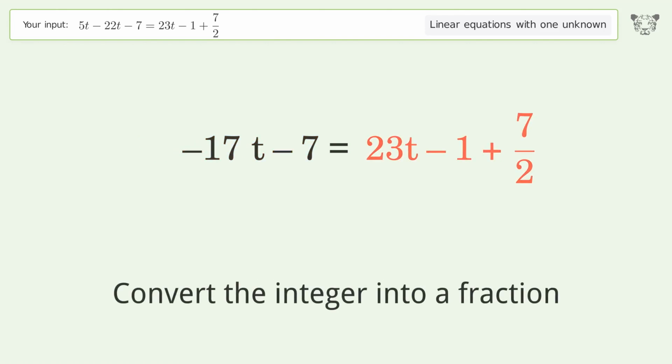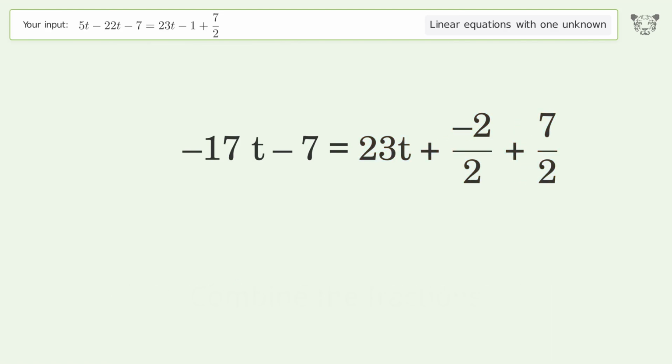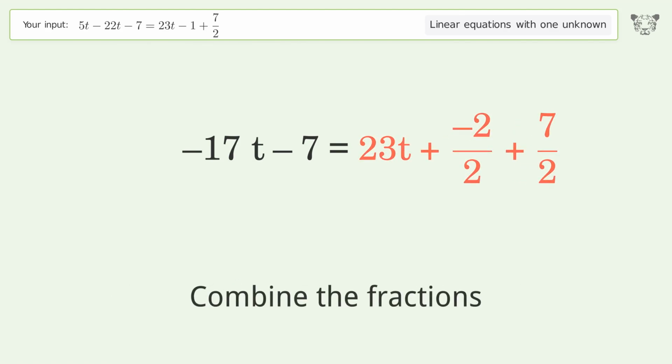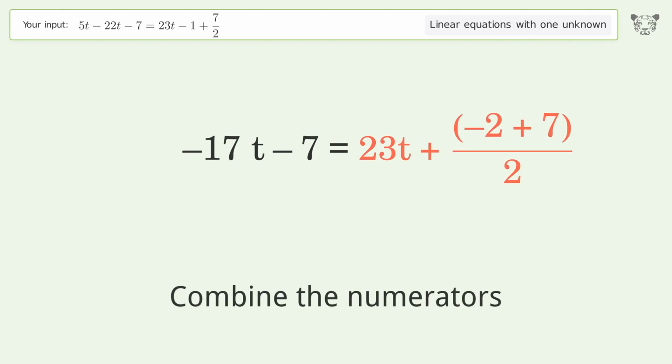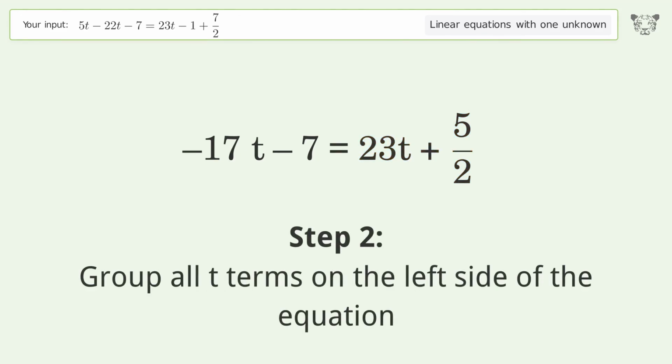Convert the integer into a fraction. Combine the fractions. Combine the numerators. Group all t terms on the left side of the equation.